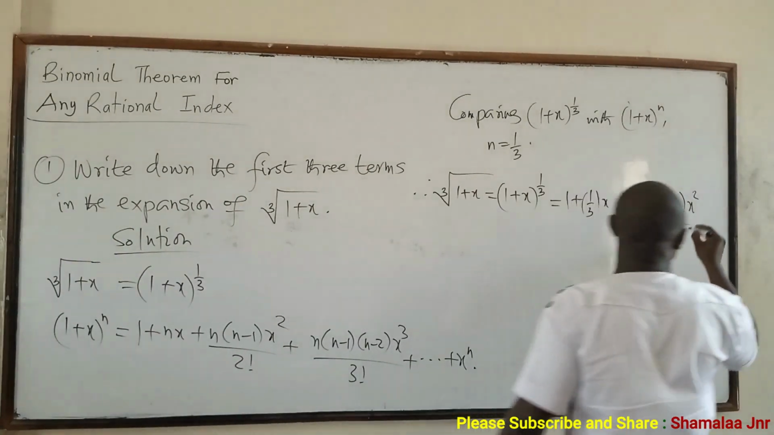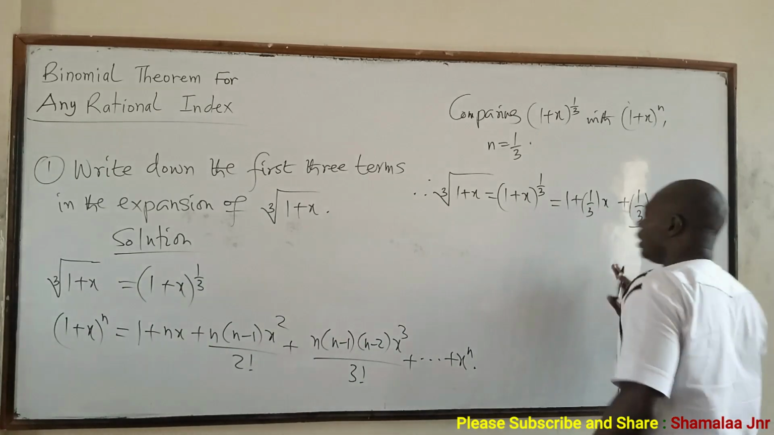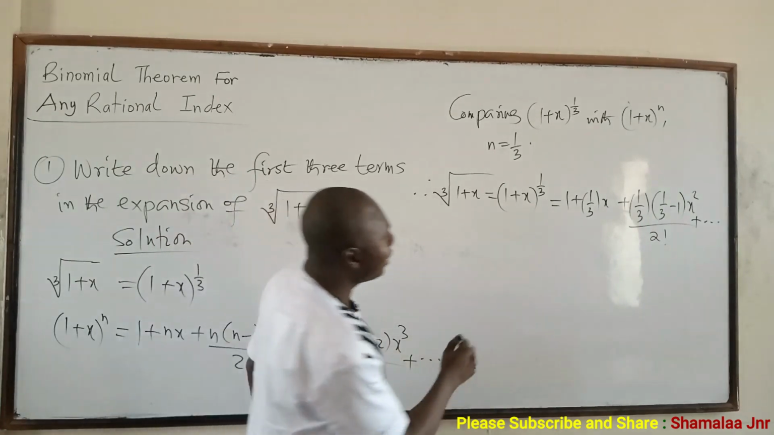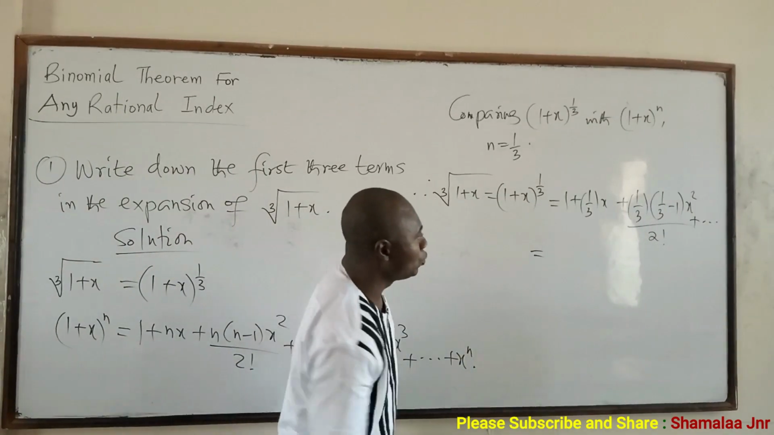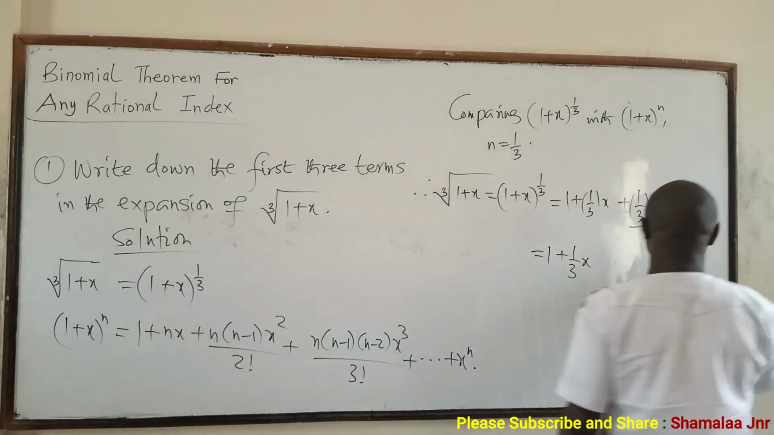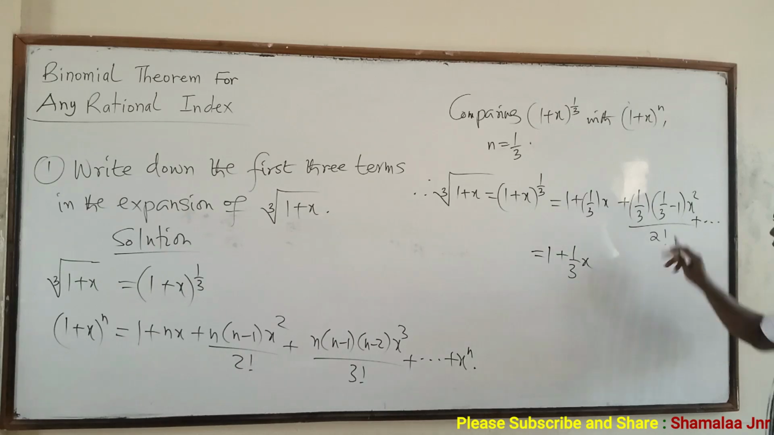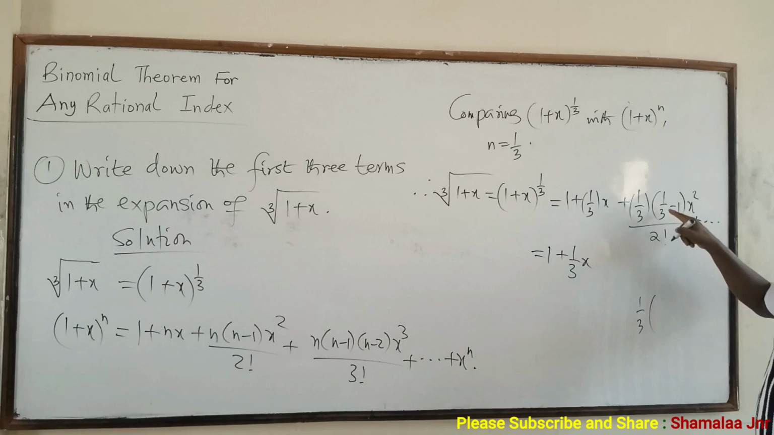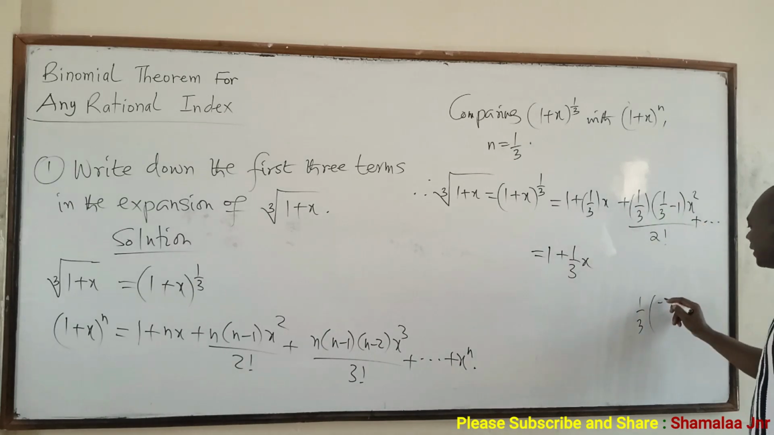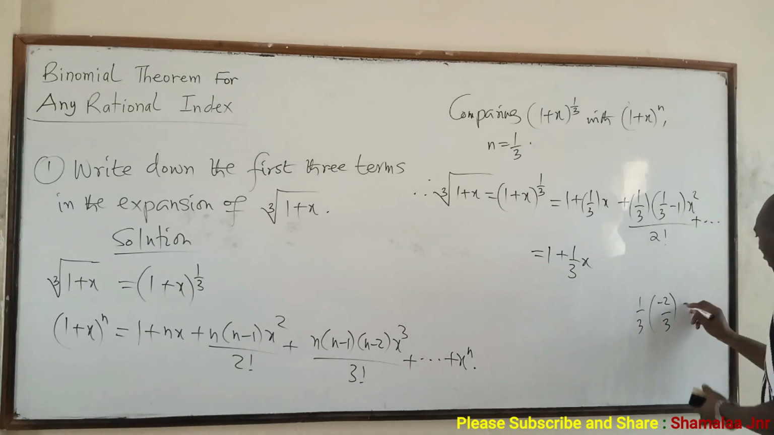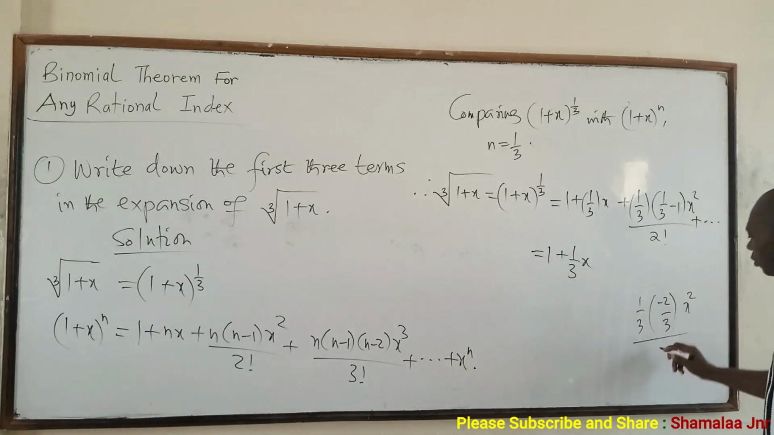So we can say plus and so on. You don't have to continue. Yes. We have been asked to write the first 3 terms. So let's try to expand it. So this is equal to 1 plus 1 over 3x. Now let's look at this one. Now this one is going to give us 1 over 3 times. Now 1 over 3 minus 1 will be negative 2 over 3. Are you seeing it? And then you have x squared here. All over 2 factorial is 2.